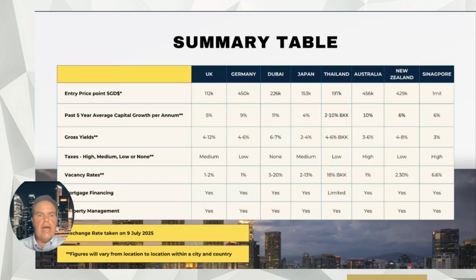When we look at the average capital growth rates, there are some countries that have really excelled in recent years. So Germany, Dubai, Australia have done extremely well. Parts of Thailand, you can see here capital growth between 2 to 10%. Again, it's quite a fragmented market. In the luxury high end, it's done pretty well in Bangkok, but in other areas, not so well.